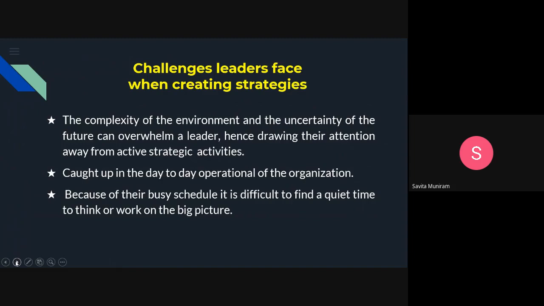Challenges we face when creating strategies. The complexity of the environment and the uncertainty of the future can overwhelm a leader, hence drawing their attention away from active strategic activities. In this one, I can show you an example.